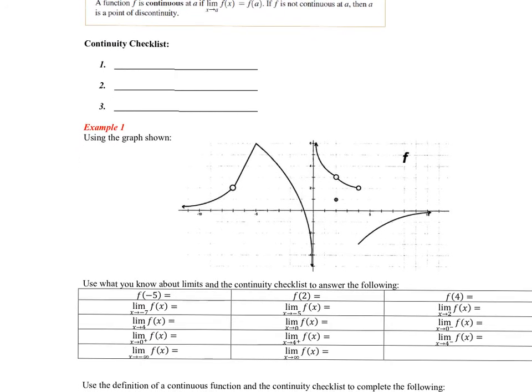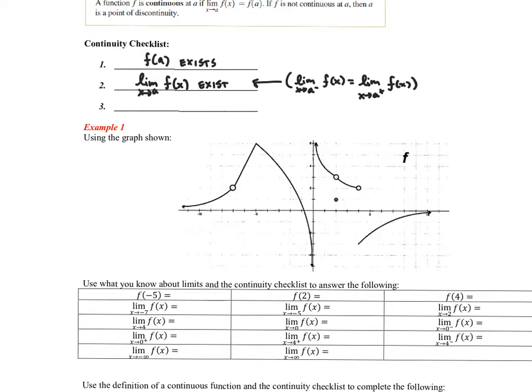So the continuity checklist is a big one. Let's get started on that. In order for a function f to be continuous, f of a must exist. The limit as x approaches a of f of x must exist, which means that the limit as x approaches a from the left of f of x is equal to the limit as x approaches a from the right of f of x. That's how we would prove or show that the limit exists. And the third thing is that the limit as x approaches a of f of x is equal to f of a. So it kind of plugs that gap.